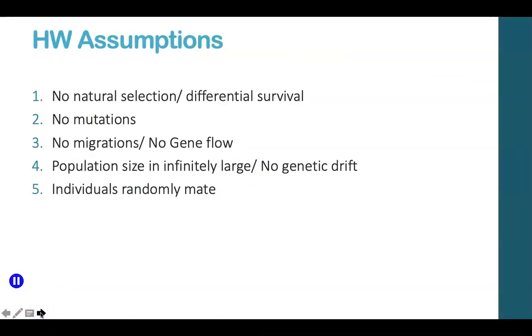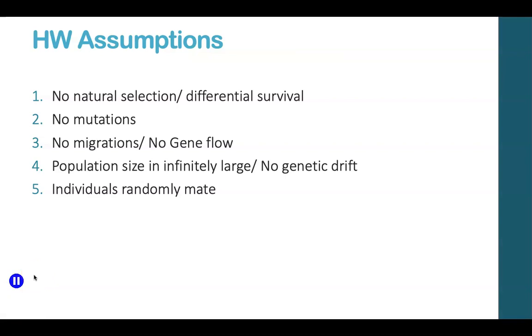So in order to use the Hardy-Weinberg equation, we need to make a few assumptions. Basically, our assumptions are that there are no causes of evolution working on that population. So we are going to assume that there's no natural selection, that there are no mutations occurring in the gene that we're looking at, there's no migration or no gene flow, that our population is infinitely large, or that genetic drift is not occurring. So we're making the assumption that none of the mechanisms that we've talked about are occurring in that population.